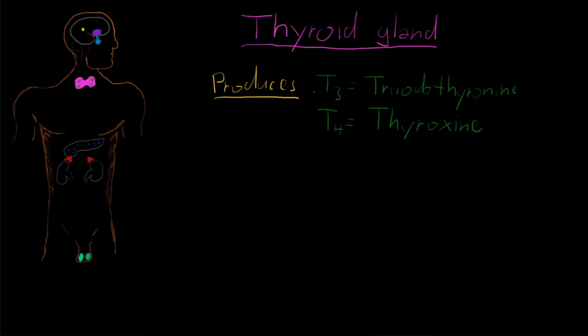And these two hormones, the main function is the regulation of basal metabolism of cells of your body and proper bone and brain development. They increase the basal metabolism and they are necessary for proper brain and bone development.